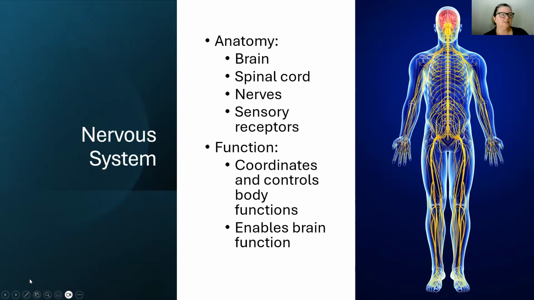Okay, the nervous system. The nervous system consists of the brain, the spinal cord, the nerves, and the sensory receptors that are associated with those nerves. This system functions to coordinate and control body functions and enables the brain to function too.